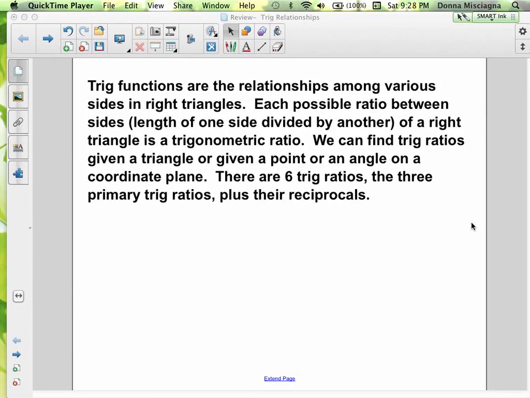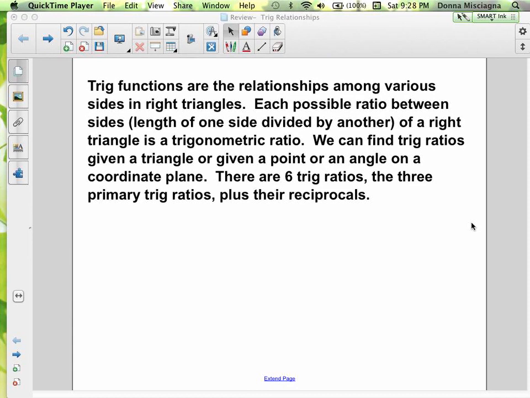So let's review what we've learned about trig ratios and relationships. Trig functions are the relationships among various sides in right triangles. Each possible ratio between sides, the length of one side divided by another of a right triangle, is a trigonometric ratio. We can find trig ratios given a triangle, given a point, or an angle on a coordinate plane. There are 6 trig ratios, the 3 primary ratios plus their reciprocals.